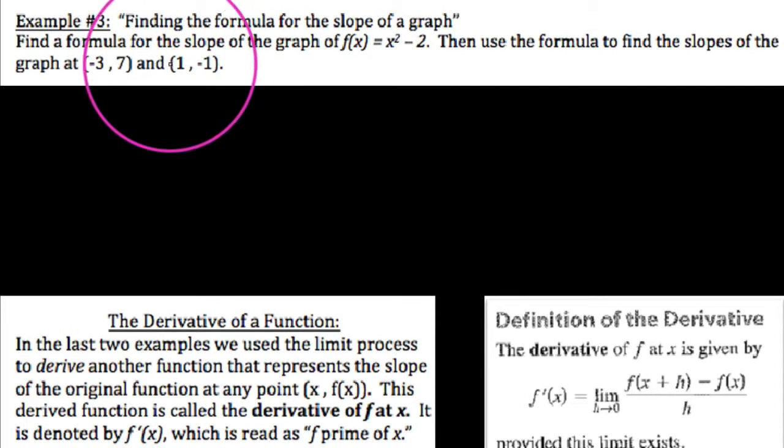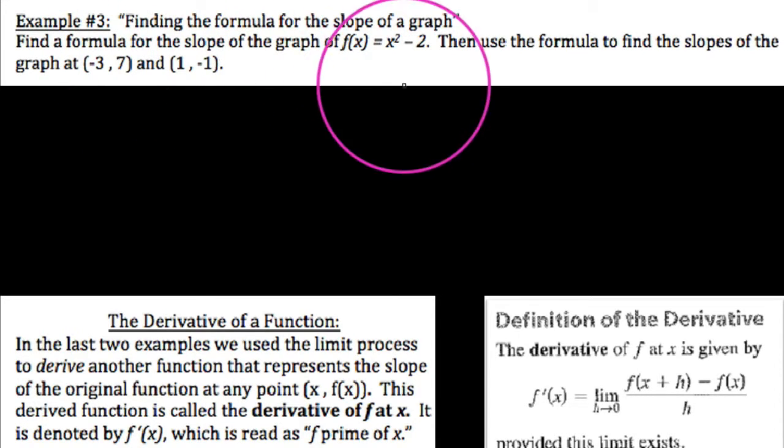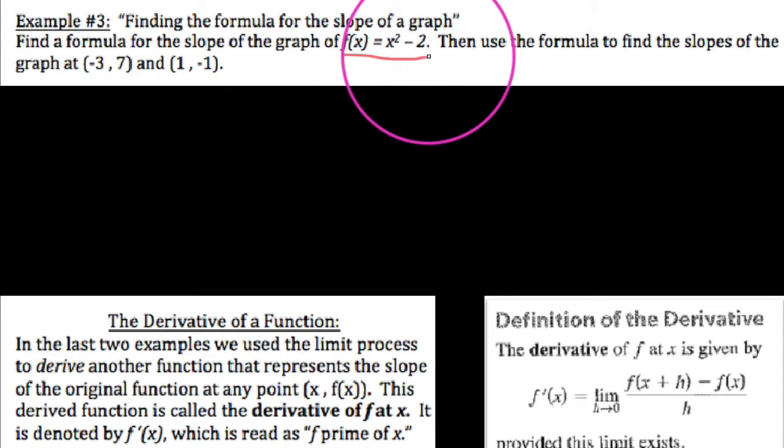In this video, we're actually going to be more general about it, okay? So we say find a formula for this example. Find a formula for the slope of the graph of f of x equals x squared minus 2. Then I want to use this formula to find the slopes of the graph at these two values right here, okay?